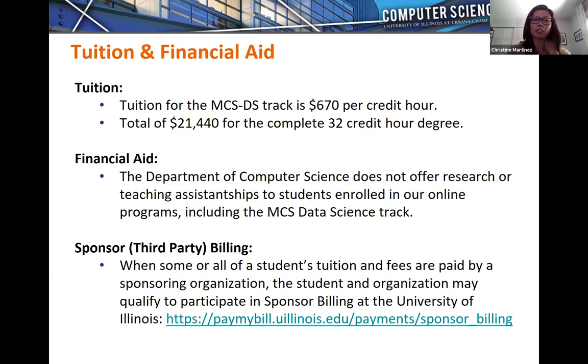Yeah, so the university does offer third-party sponsor billing. And as John was mentioning, C3.ai is an example of a company that does sponsor its employees. So if you work for a company that is willing to reimburse you for tuition or to pay your tuition directly, you and your company would be able to work with the cashier's office to set that payment up. For the information on how to set that up, you would just go to paymybill.uillinois.edu.